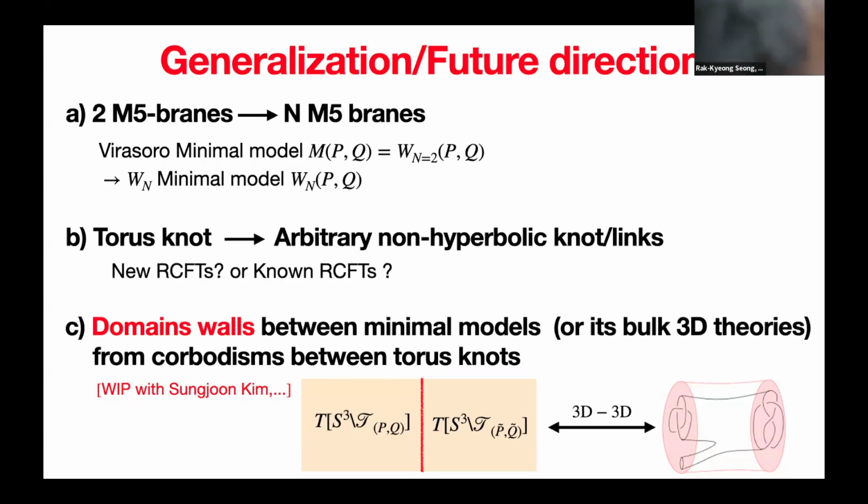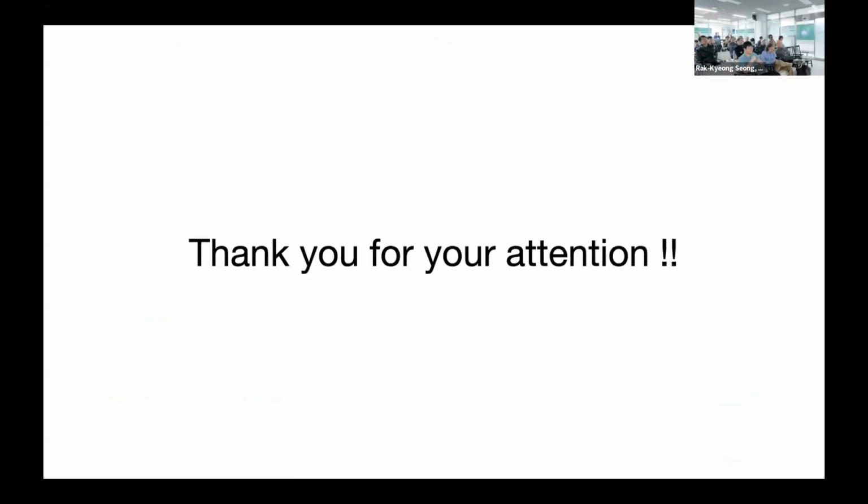Recently, I found that many mathematicians have already studied this kind of cobordism between torus knots. And I'm trying to connect this cobordism construction to the domain wall construction of these minimal models. And maybe I hope that I can say something interesting along this. Thank you.